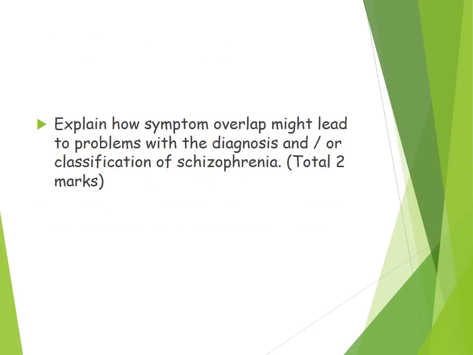So past paper question, there's been explain how symptom overlap might lead to problems with the diagnosis and/or classification of schizophrenia. So with this one, you talk about the idea that there are overlapping symptoms. So there are symptoms that are common with schizophrenia and another disorder, such as depression or bipolar, which means that a person might be misdiagnosed or misclassified as schizophrenic when they don't have the disorder.